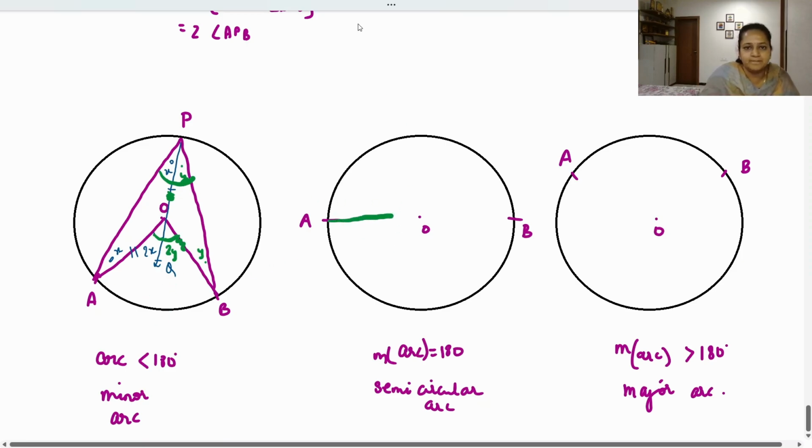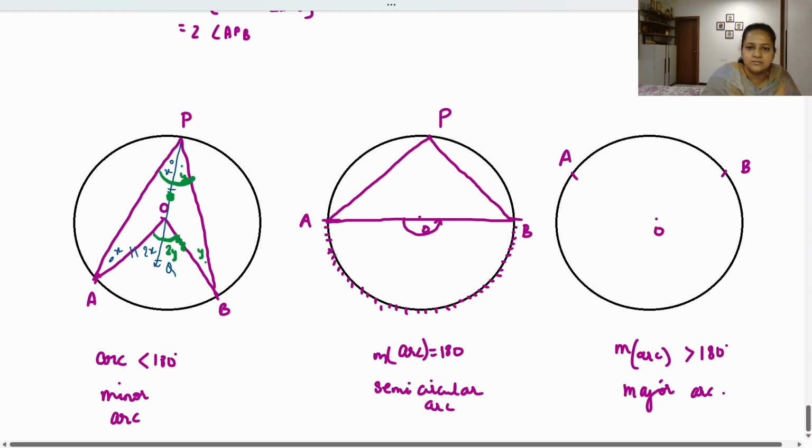I'll take the semicircular arc. So this semicircular arc, children, let me just shade it so that it's very evident for you to understand. Okay, when we are talking about semicircle, means we are talking about this arc. So this arc is subtending this angle at the center and angle APB at any point on the circle.